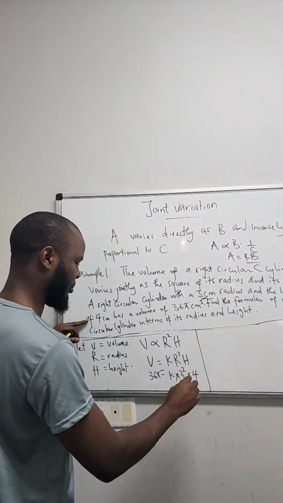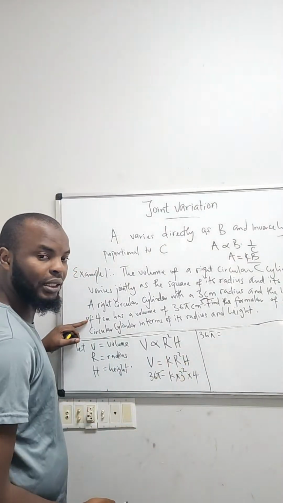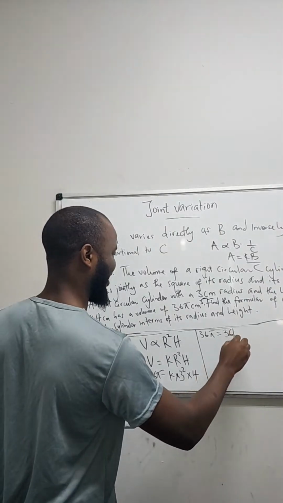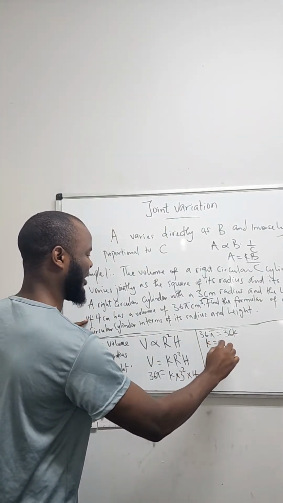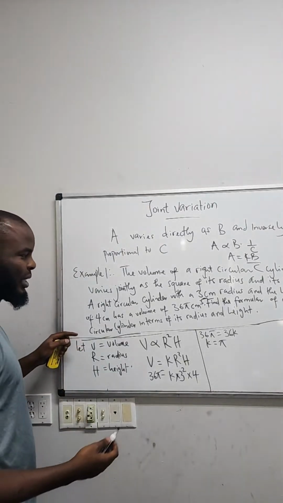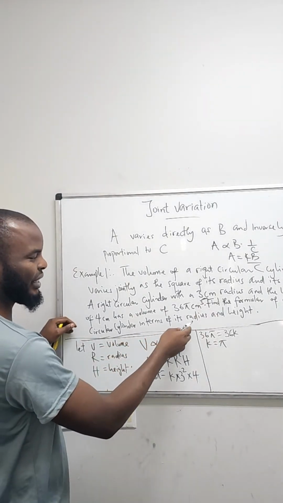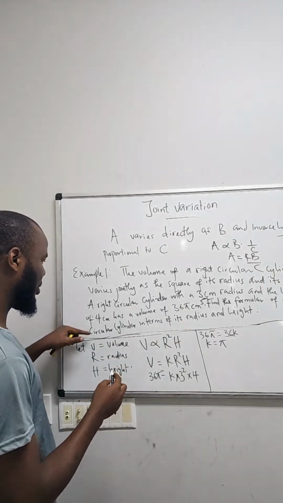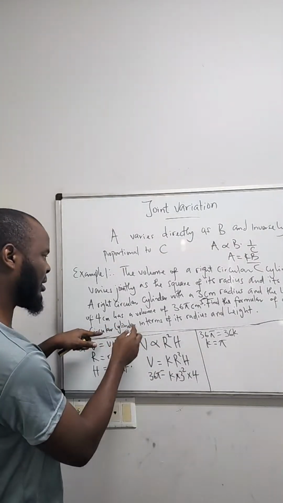So what is going to be K? Here we have 36 pi equals 3 squared, which is 9, times 4, 36, so 36k. So what is k? Pi. Yes, k is pi. Now the question proceeds by saying, find the formula of a right circular cylinder in terms of its radius and height.